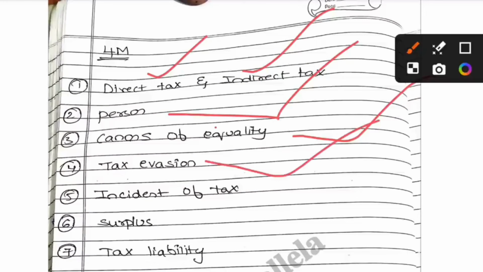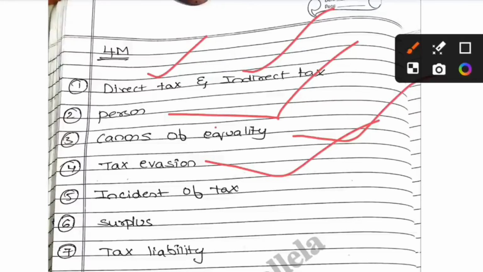Tax evasion. Tax evasion is when a person is not paying tax to the government. That is called tax evasion. He or she will face a legal punishment under the jurisdiction of law. For example, you need to pay tax to the government, but you are not paying the tax. That time you will be punishable and you will get a fine under Indian law.